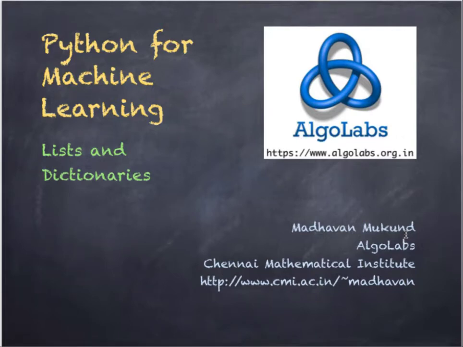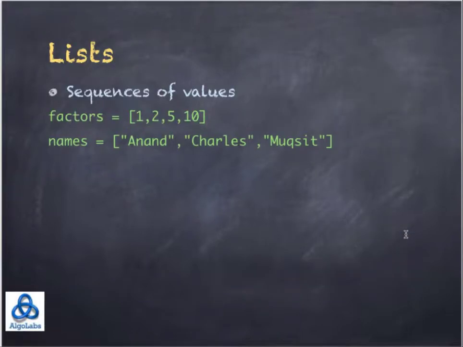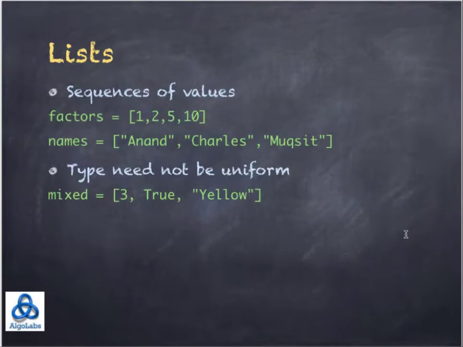In the first module, we saw that strings are sequences of characters. Now let's look at more general sequences. A list is a sequence of values. So here are two lists. One is a list of numbers and the other is a list of strings. Lists are written with square brackets around them and with commas separating the elements. So factors consists of 4 numbers, names consists of 3 strings.